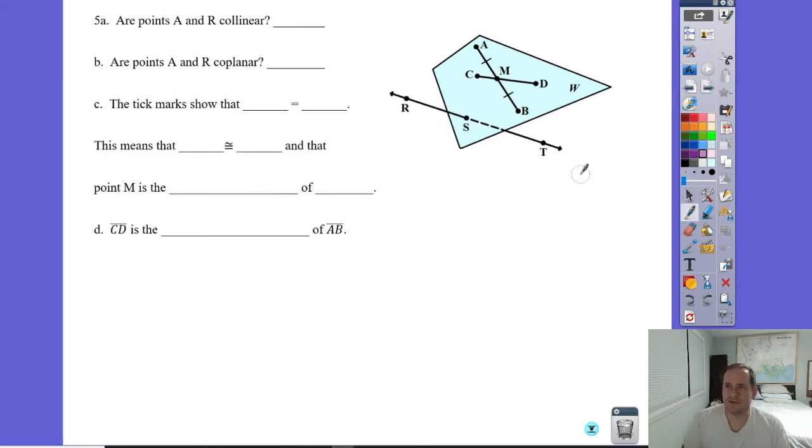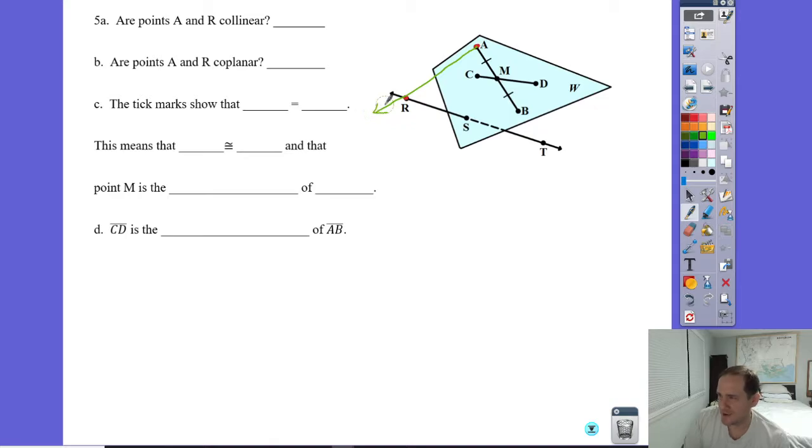For number 5, it says, are points A and R collinear? It's kind of a silly question because when you're only given 2 points, the answer is always yes. 2 points will always be collinear no matter what. Okay, I think they're asking this question because it's tricky, because when you find A and R, you don't see a line that joins them. So a lot of people probably say no to this question even though the answer is yes. They're collinear as long as you can draw a line that would include them both.